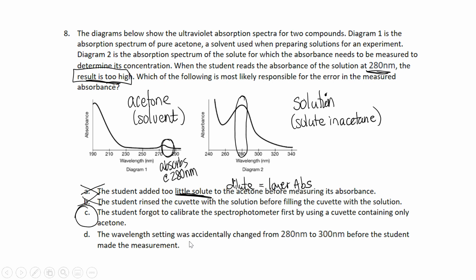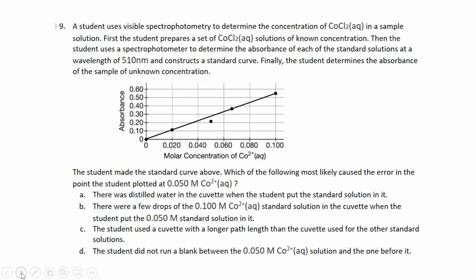Look at D. Option D says the setting was accidentally changed from 280 to 300 before they made the measurement. Well, let's look at the graph. If someone had changed the wavelength to 300, notice how it actually absorbs less at 300. So this would be a source of error, but this source of error would cause us to get a lower absorbance. So that would not fit our data set. So C is the right choice. It's that acetone is making our absorbance level too high. So that's our source of error.